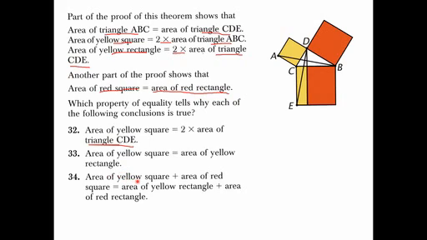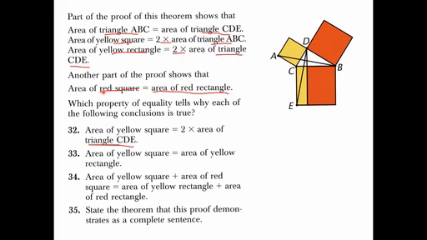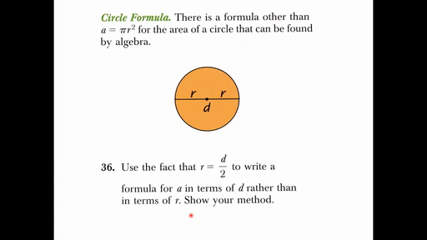Next, the area of the yellow square plus the area of the red square. Well, we know the red square and the red rectangle are the same. So if you look at 33, and then look at this given right here, you can get 34. And finally, what's the theorem that this is trying to demonstrate? We're getting there, hang in there.